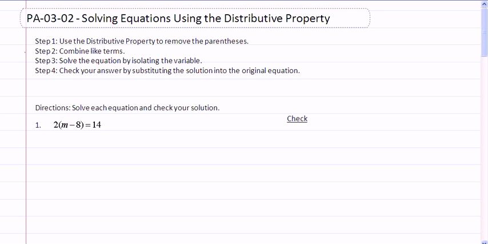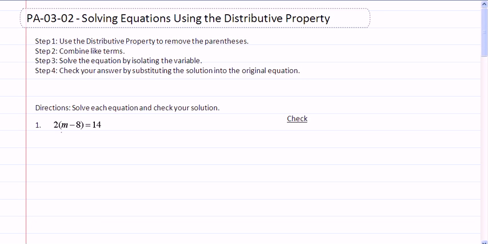Step 2, combine like terms. Step 3, solve the equation by isolating the variable. And for step 4, we will check each answer by substituting the solution into the original equation. So the directions for each of these examples is to solve the equation and then check the solution.